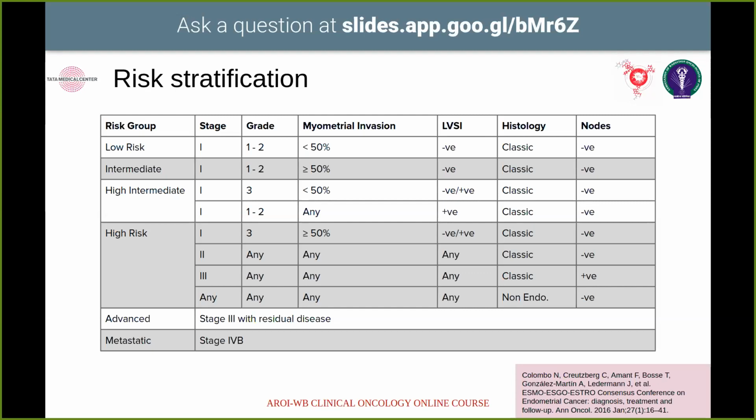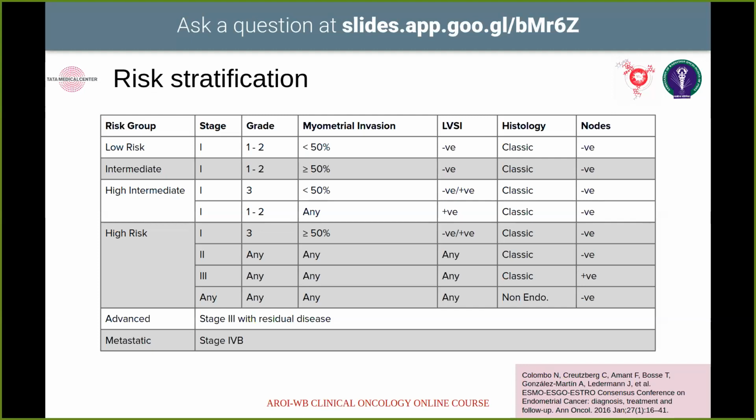So this is how it works. You have the low risk group, which is primarily composed of stage 1 patients. Please remember these are stage 1, not stage 1A, who have grade 1 or 2 tumors with less than 50% myometrial invasion. So by modern staging, these will be stage 1A. They should not have lymphovascular space invasion, and they should have the classic histology. Of course, nodes are negative.